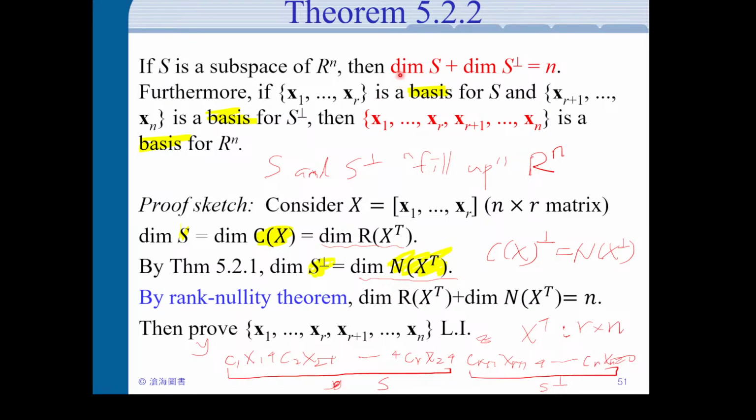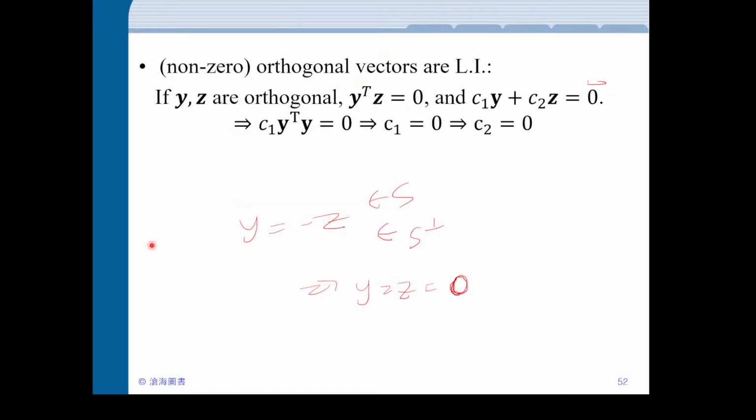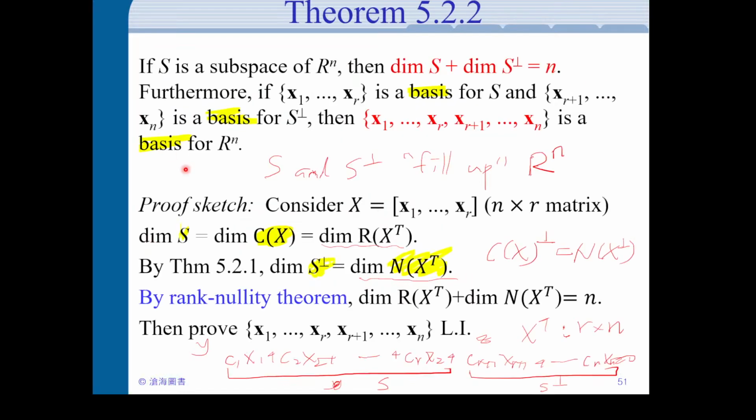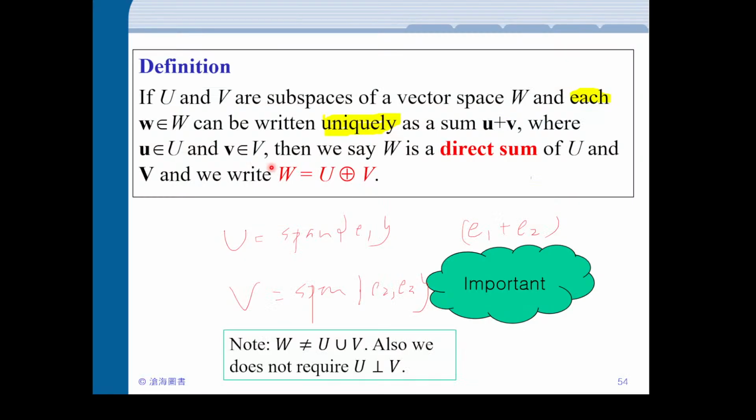We want to say the basis of S and the basis of S perpendicular together will be a basis of R^n. And from this we want to say something more formal. We want to have two subspaces such that if you take their bases, these together become a basis of R^n. And the formal way to say this is the direct sum.